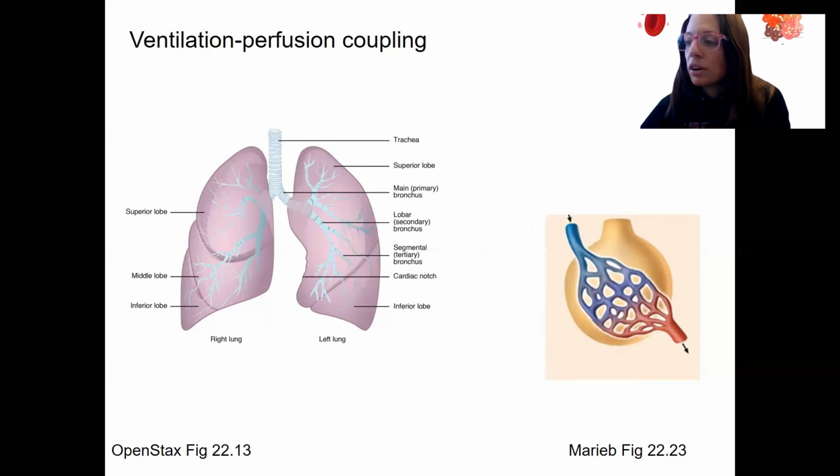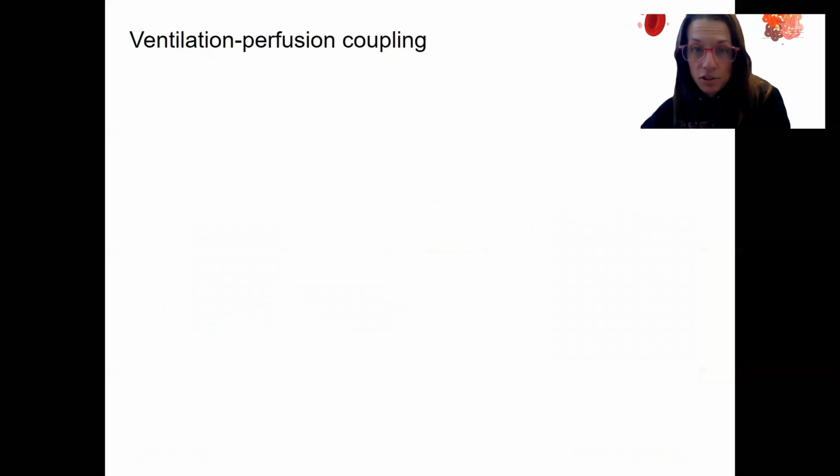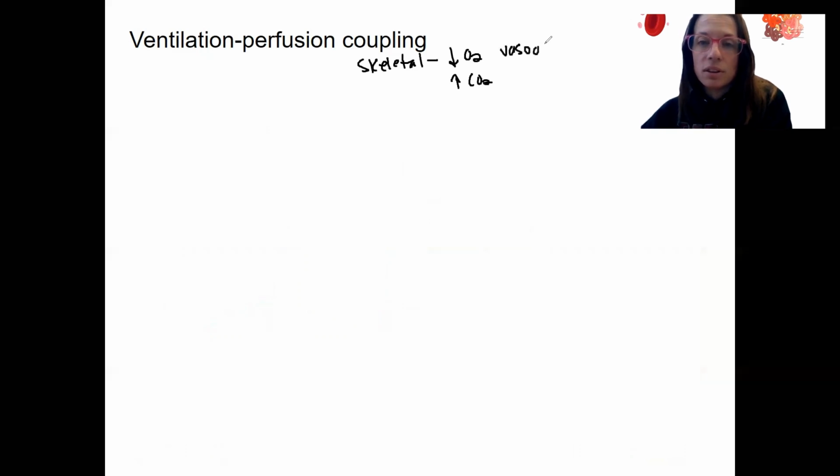If you remember, in the skeletal muscle, we talked about local regulation of perfusion. In the case of low oxygen or high carbon dioxide, what happened to the arterioles? We had vasodilation to increase flow to those tissues that need more blood flow through them. The opposite is going to be true in our lungs, which actually makes sense because we're exchanging the opposite gases.